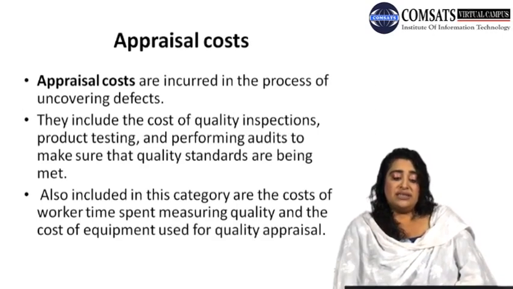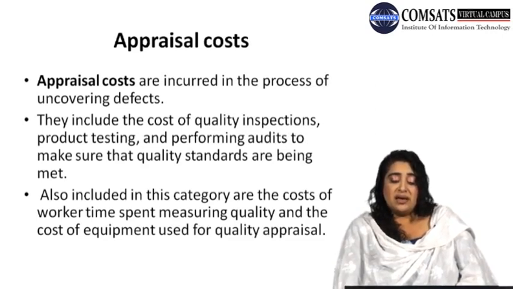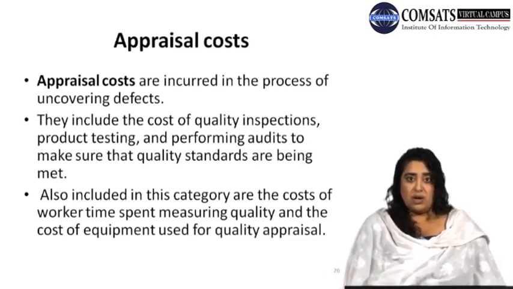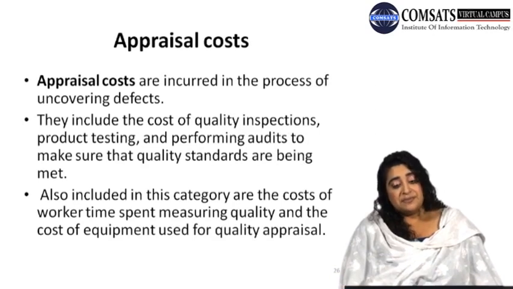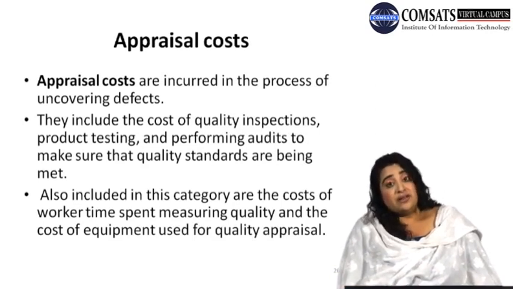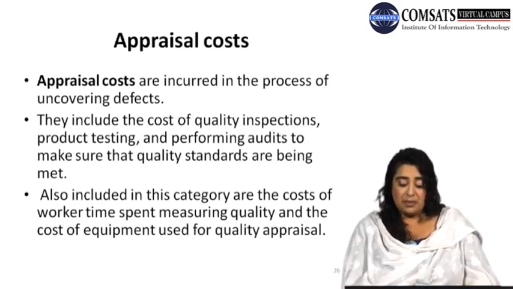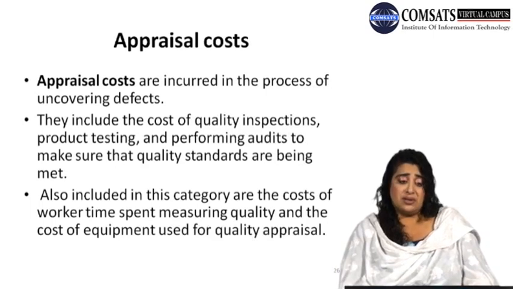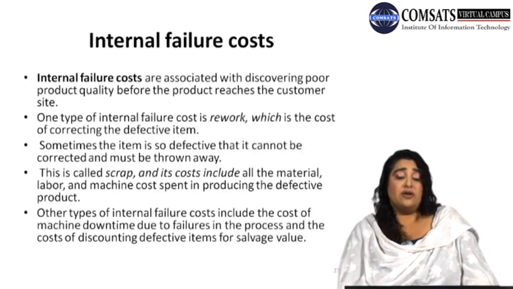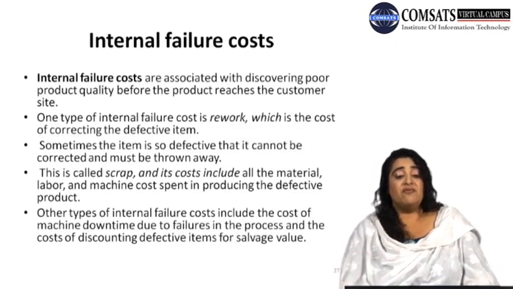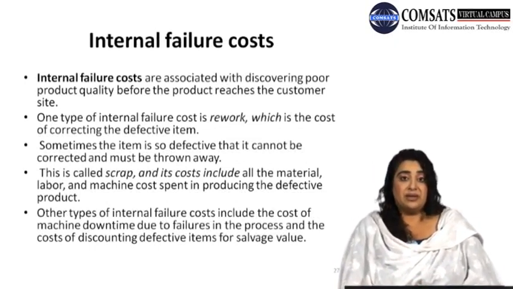तो इसमें दूसरी चीज जो जज की जाती है that would be that categories जो है वो cost की worker time जो है जो लगा है, ठीक है, that has been spent on measuring the quality and judging or testing it, and the cost of the equipment that is used for judging or maintaining quality for the appraisal. So that would all come under the appraisal costs. Then we look at internal failure costs. Internal failure costs में अगर हम देखें तो they are associated with discovering poor product quality before the product reaches the customer site. ठीक है?